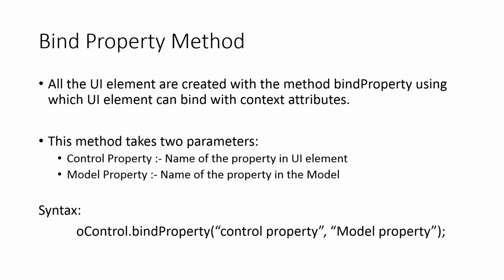It is going to take the name of the attribute in the model. Now using the reference of the UI element which I have created, I'm going to call this bindProperty method, and I'm going to pass in these two parameters. The first parameter is the property of the control for which I wanted to do the binding, and the second parameter is the attribute of the model to which I wanted to bind it. Both of these I have to specify within double quotes, and at runtime it's going to perform the binding relationship between the two properties. So that is the bindProperty method.